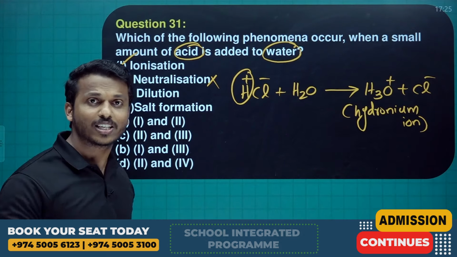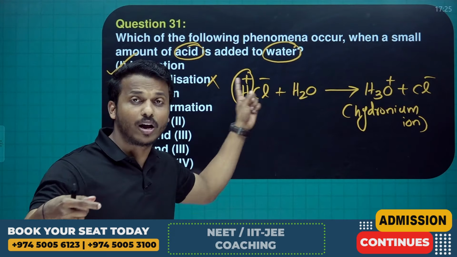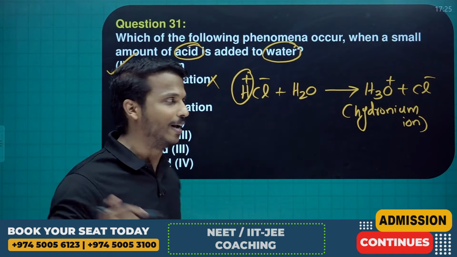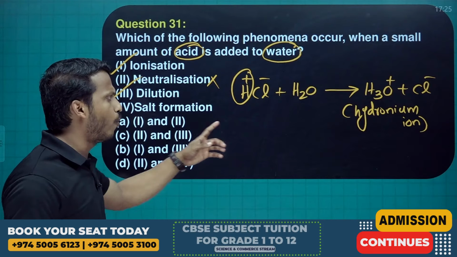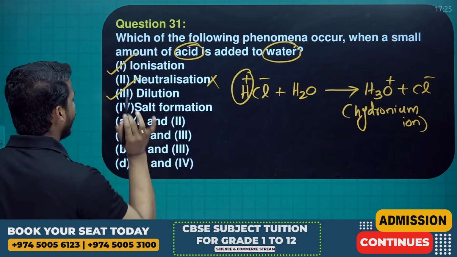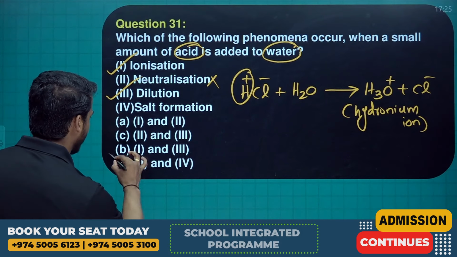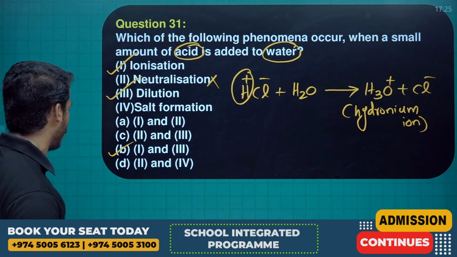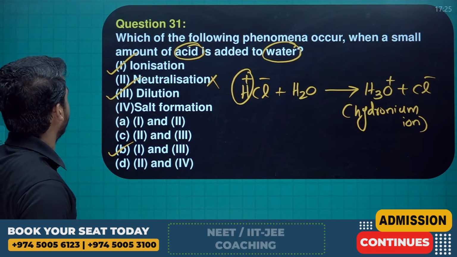Is it dilution? Yes, we are adding water, right? HCl is a concentrated acid. If you add water, it means you are diluting. And salt formation? No salt formation, only ions are forming. So 1 and 3 are possible. So it's option B, okay? 1 and 3 are correct.